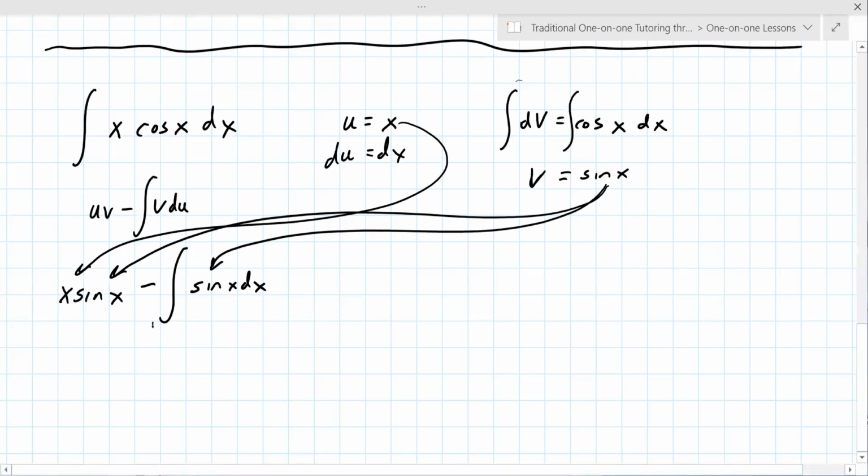Okay, so what is the antiderivative of sine? It's minus cosine, but there's a minus there, so it becomes plus cosine x, and then plus c.